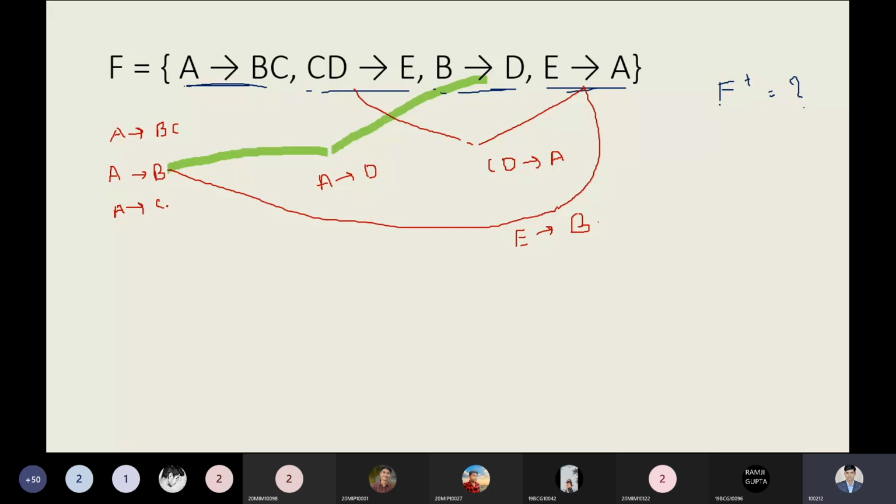From this perspective, you can also observe E determinant to C is also possible. And if I'm applying the union operation over here, E determinant to BC is also possible. Just tell me, is it possible? It is possible. Now you can observe so many possibilities are coming over here. Any other possibilities, please speak.